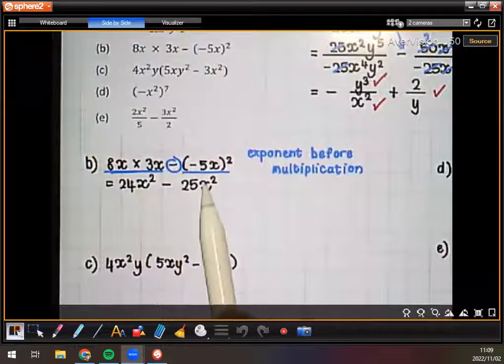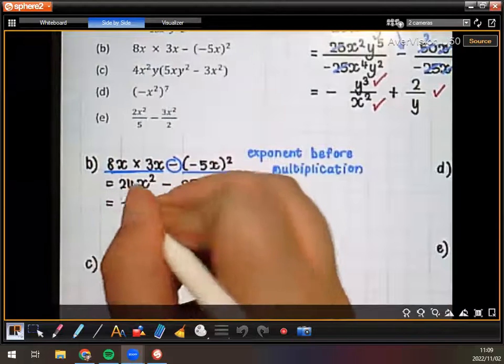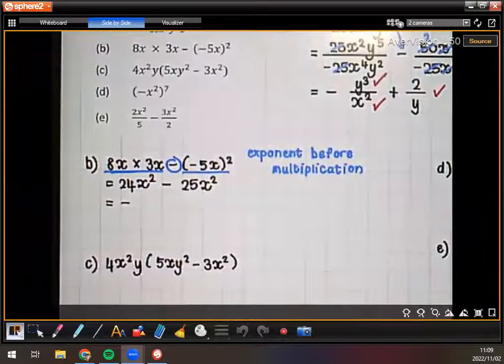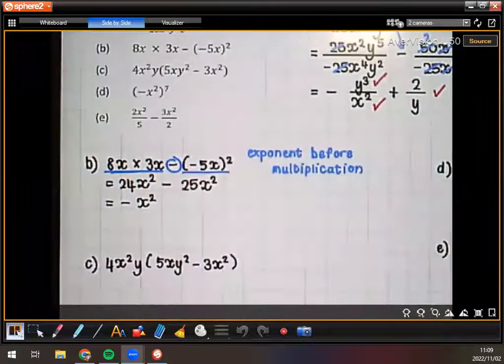Now do we notice that they are like terms, x squared and x squared? What's 24 minus 25? -1. So this is going to be negative. Do I change the exponent or the variable when I'm subtracting? No. It's just going to be negative x squared. Or 1x squared, but in your final answer, you must take that one out.